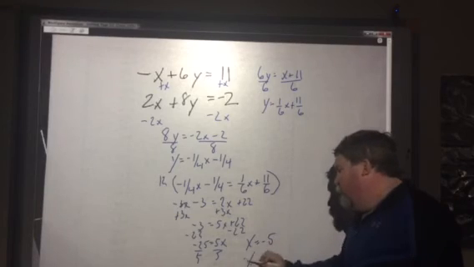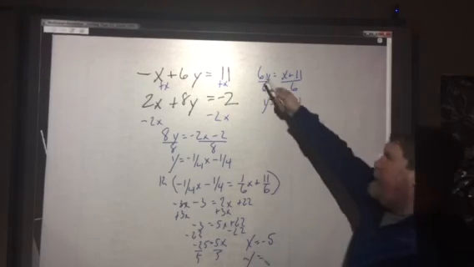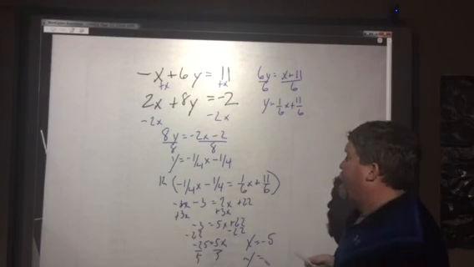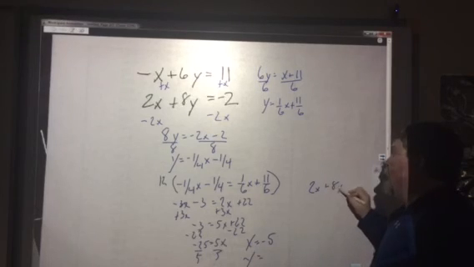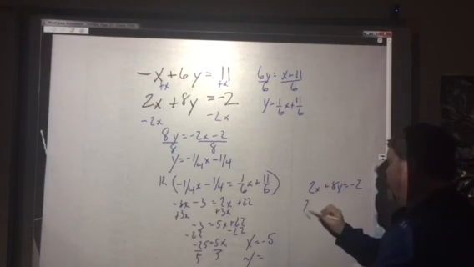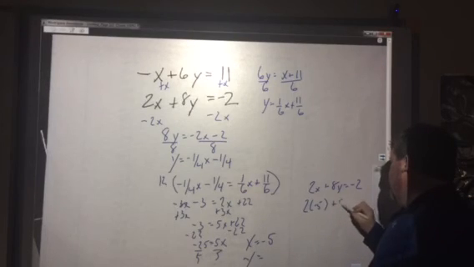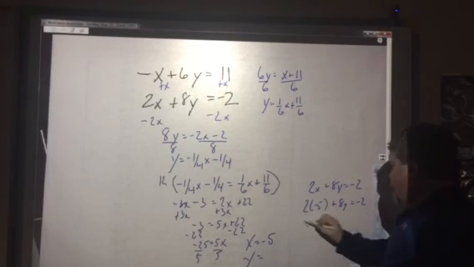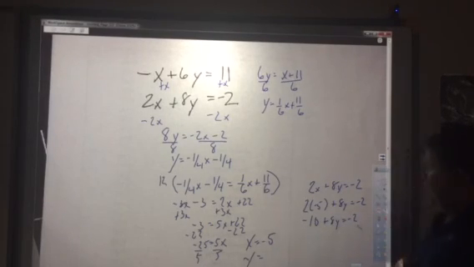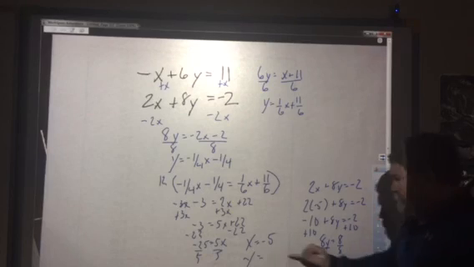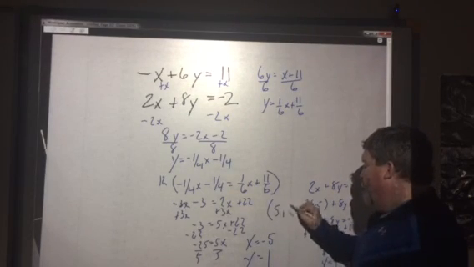But we still need to find y. So I'm going to take either my first equation or my second equation and plug it in. So I'm just going to plug it into this second equation here. So 2x plus 8y equals negative 2. We know that x is negative 5, so negative 10 plus 8y equals negative 2. To get y by itself, we add 10 to both sides. We get 8y is equal to 8. We divide by 8. y is equal to 1. So that means they intersect at (negative 5, 1).